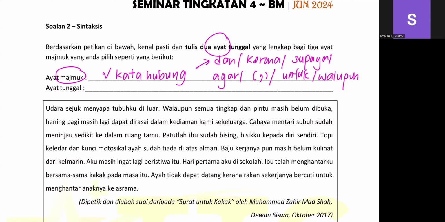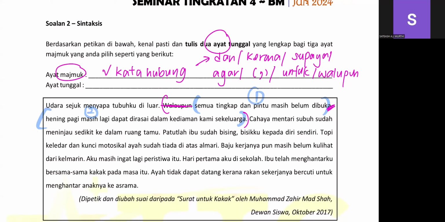For example, the first sentence: walaupun semua tingkap masih belum dibuka, hening pagi, which is early morning, lagi dapat dirasai dalam kediaman kami sekeluarga. So I cancel walaupun, cancel the comma. So my first sentence will be this one, number 1, then this one will be number 2. Then the next sentence will be here. Which one is your kata hubung?